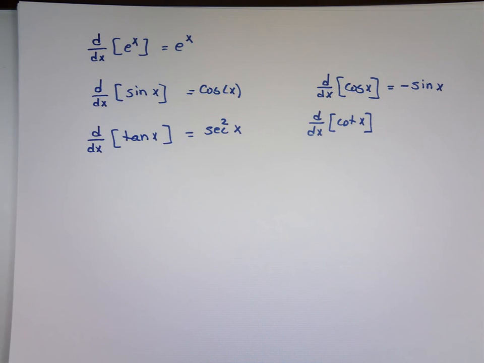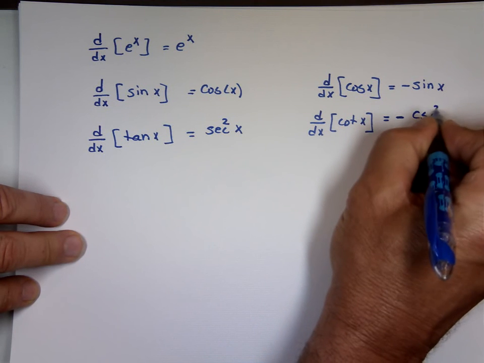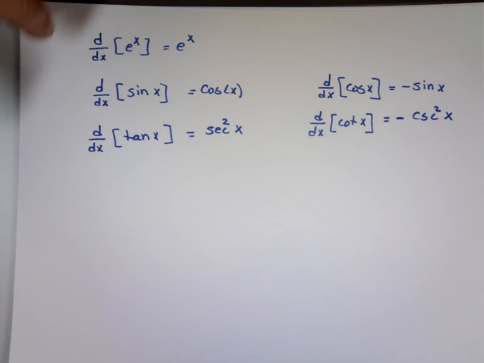Similar to this, but instead of secant, it's going to be what? Cosecant with the minus sign. We can derive that if we want to spend some time on it, but that's the answer.